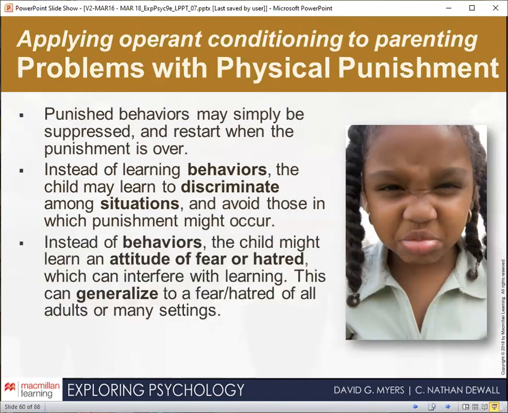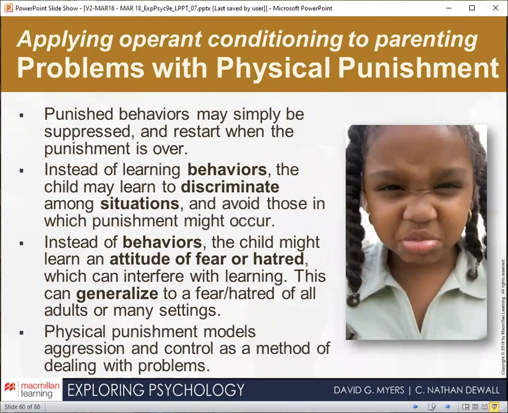Instead of behaviors, the child might learn an attitude of fear or hatred. So again, depending on how the punishment is delivered and what type of punishment it is, they may become fearful or start to generate some hate, which can interfere with learning. And this can generalize fear or hatred for all adults or many different settings.